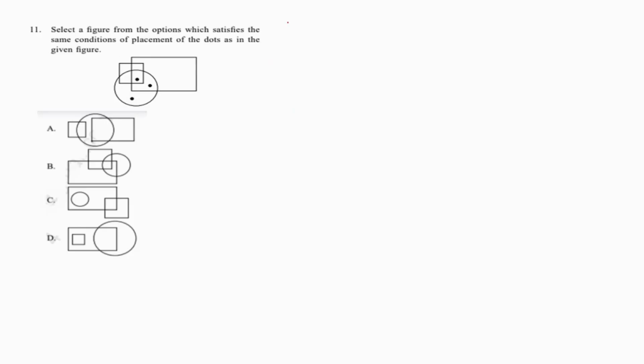Next, question number 11, dot situation. Select a figure from the options which satisfies the same condition of placement of dot as in the given figure. So the first dot is over here, which has all 3 overlapping. So all 3 overlapping: option A has no, option B has a yes, option C no again, option D also no. So the only one which is having all 3 overlapping is option B, that's here. And let's just cross verify: only circle yes, circle and rectangle yes. So all 3 situations matching. So option B is the required answer.